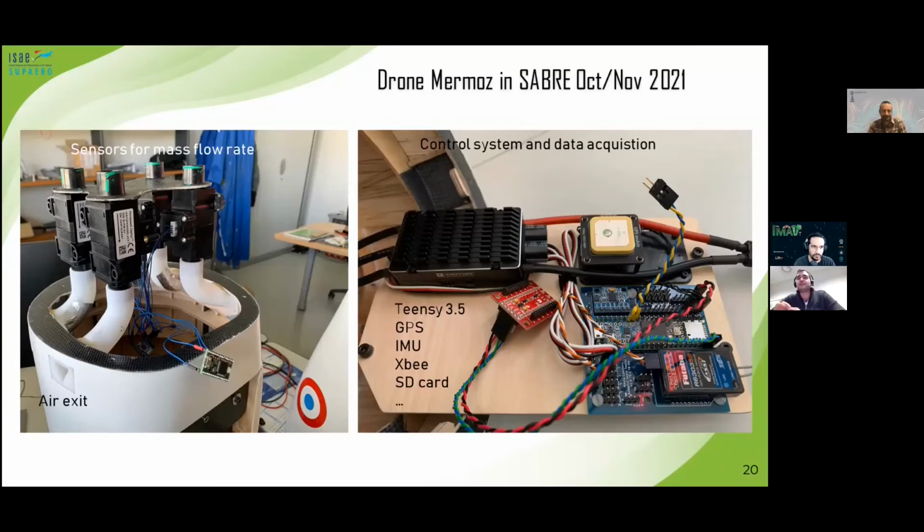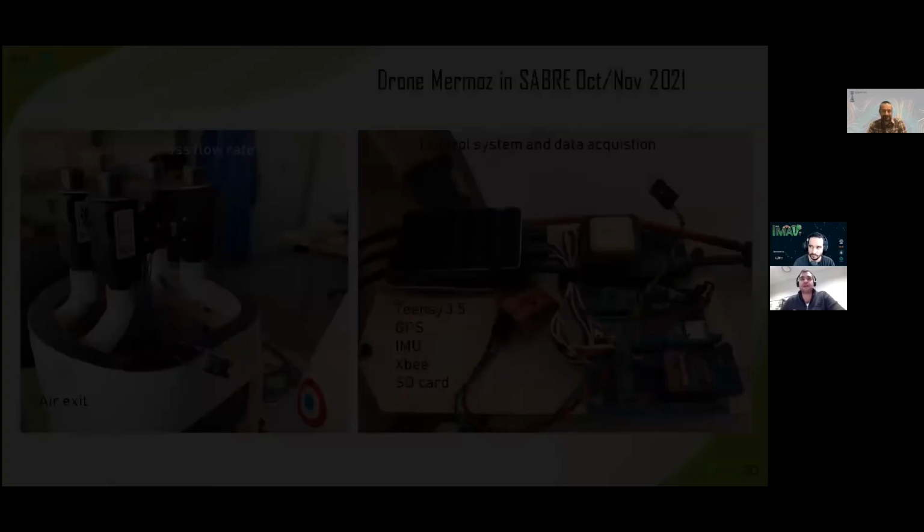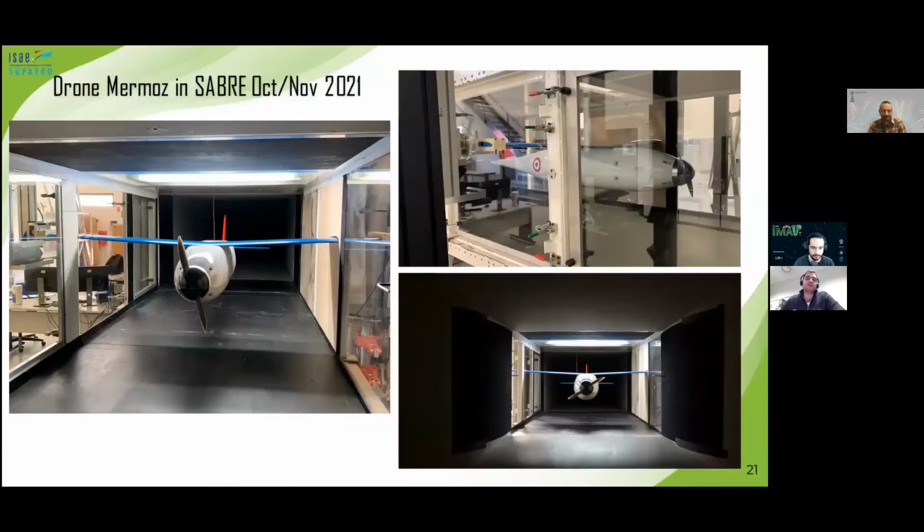And on the other side, you can see a custom-built control system for data acquisition, which is going to be used later for the flight test as well. All the data in the wind tunnel were wirelessly transmitted through the XBee to the computer, and all the sensors were connected to the card you see on the right. These are some pictures from the wind tunnel campaign.